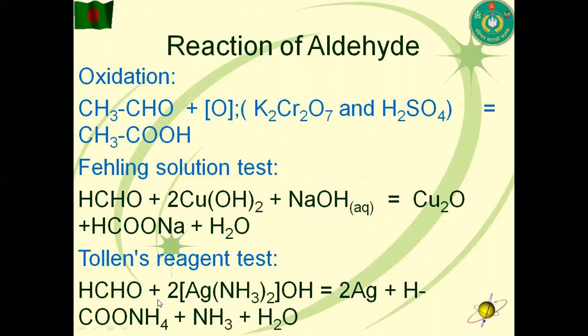Tollens' reagent test. There is another test for the aldehydic group. It reacts with diamine silver hydroxide, and the product is a silver mirror. This is the specific test of aldehyde, which forms a silver mirror. And the byproducts are ammonia and water. So this is the confirmation test of aldehyde. From these tests of Fehling's solution and Tollens' reagent, we can also differentiate between aldehyde and ketone. Aldehyde shows this type of test, but ketone does not.